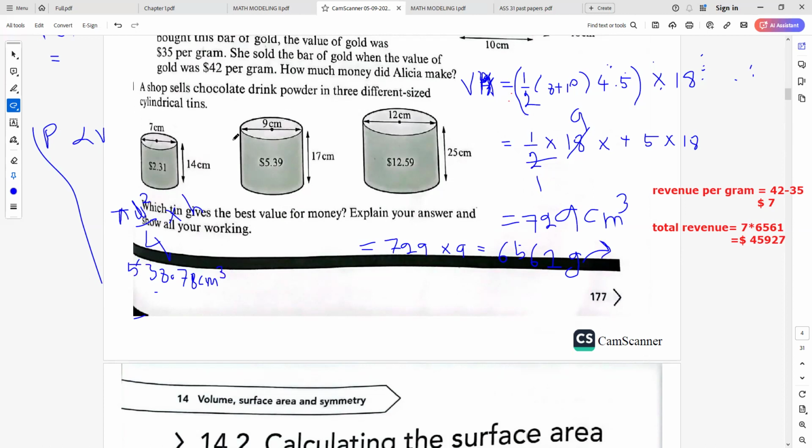Now for the second one, both the diameter and the height vary. So here you use 9 and 17. You can just feed the numbers into the calculator, and it gives me 1081.49, so 1081.5.